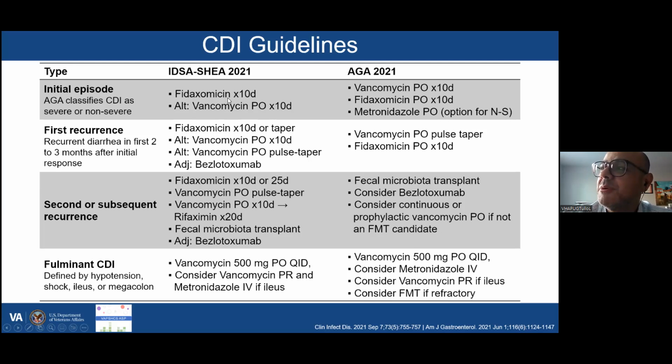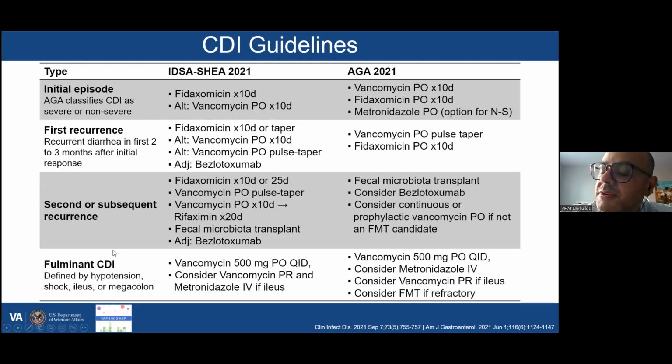An initial episode, usually you get away with a course of fidaxomicin or vancomycin. When you start getting into recurrent C. diff, you start choosing more fidaxomicin or reaching for those vancomycin pulse taper regimens, the ones where you have the 10 days followed by kind of a de-escalating amount of doses per week.